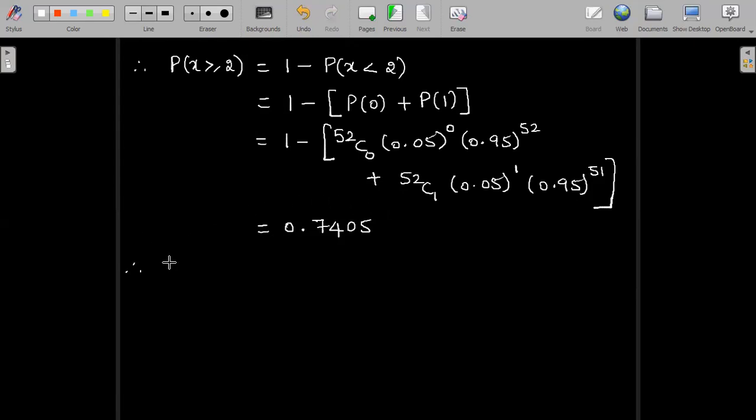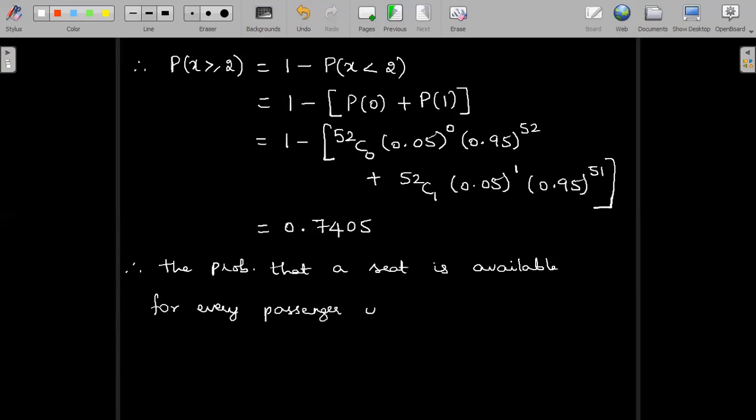Thus, the probability that a seat is available for every passenger is 0.7405.